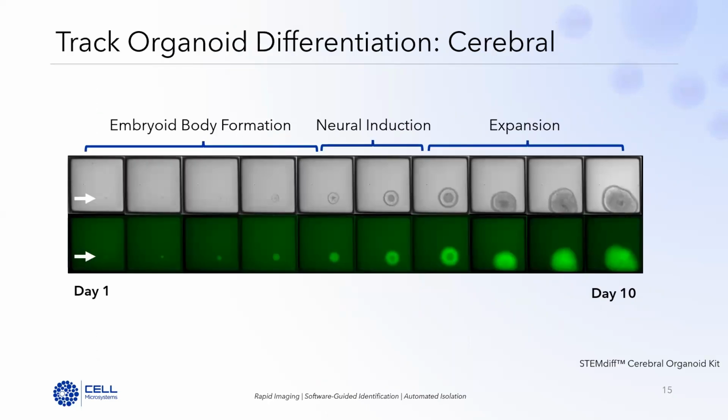So to show you what this looks like for our neural organoid differentiation protocols, here we're using a commercially available kit for developing cerebral organoids. You can see the arrow pointing to a single iPSC as it undergoes embryoid body formation, neural induction, and then expansion out to day 10.